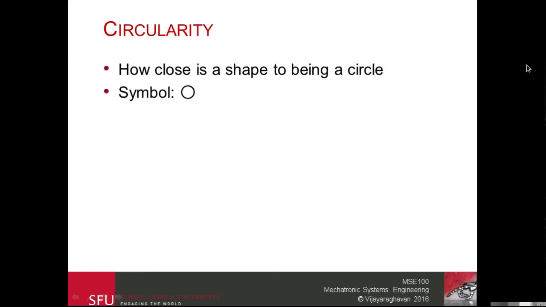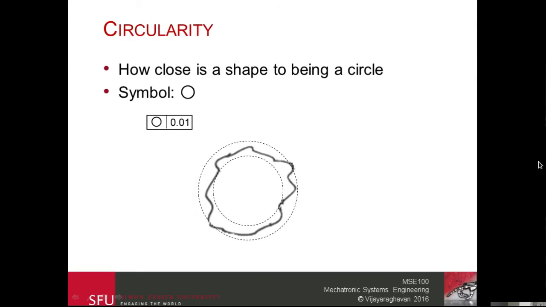The next symbol we're going to look at is known as circularity. The symbol is obviously just a circle. The way this would go is you put a circle and then give the tolerance in the box beside it. So what does that mean? If I have an arbitrary shape, I'm going to want to bound it between these two dotted lines, and the distance between those two dotted lines is restricted to 0.01. That's what this circularity symbol means.